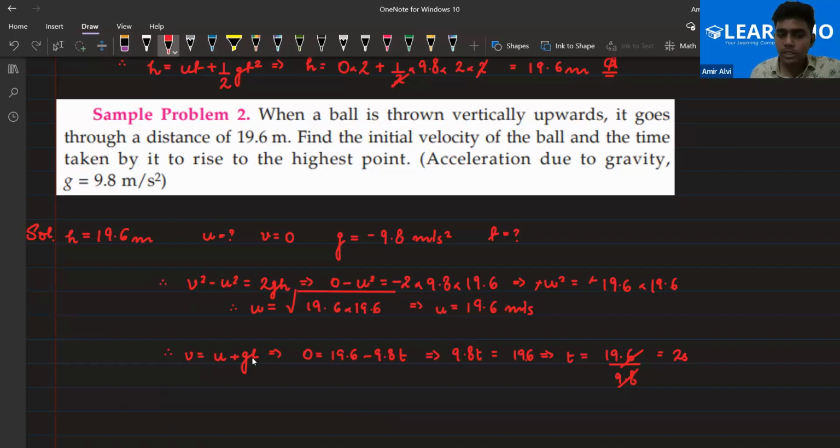V is equal to u plus gt. So why are you taking minus 9.8? Minus 9.8 because you are throwing a ball in the upwards direction, but the actual gravity is downwards. So basically, your acceleration is in the opposite direction.